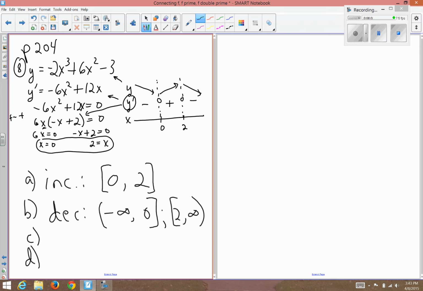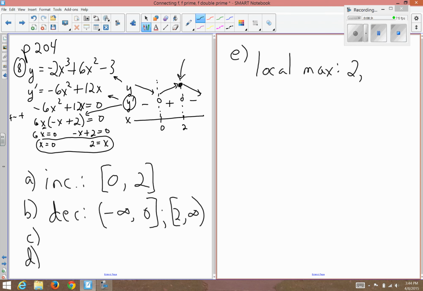Part E, find any local extreme values. That means local maximum. That would be here. If we have going up and then going down, we call this maximum. The x-coordinate is 2. The y-coordinate is found using this right here. This says what y equals. When x is 2, y comes out to be 5. Just plug 2 in there and you'll see that.